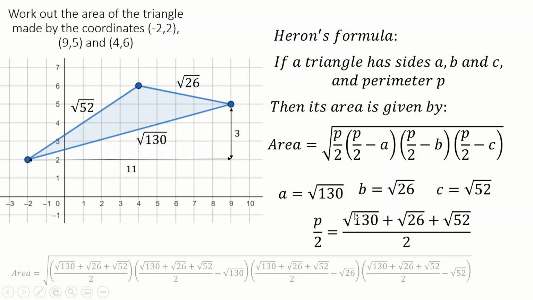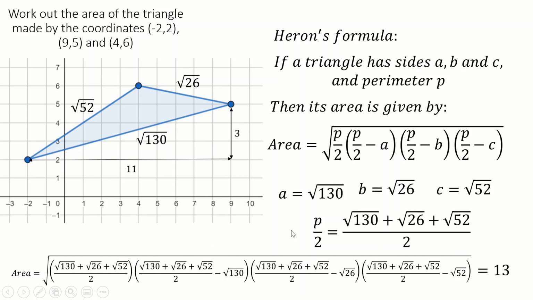And if you get out a calculator and you type this mammoth statement into it, just because I can't bother to round anything, there's P over 2 minus A, P over 2 minus B, P over 2 minus C, all underneath a root. When you press equals, your calculator might pause for a couple of seconds to work it out, but it will eventually give you exactly 13.